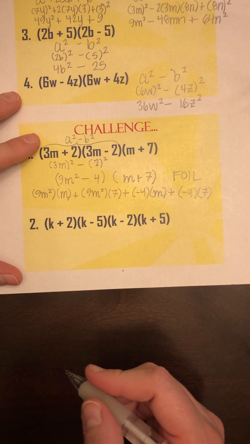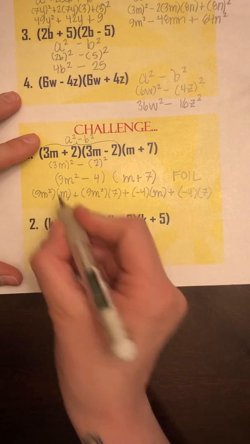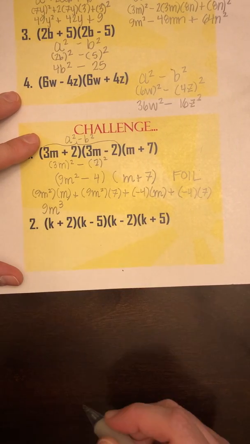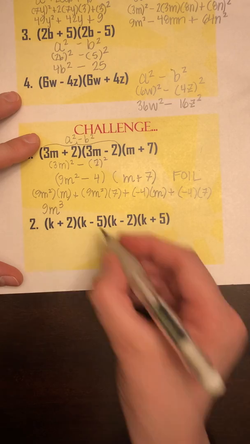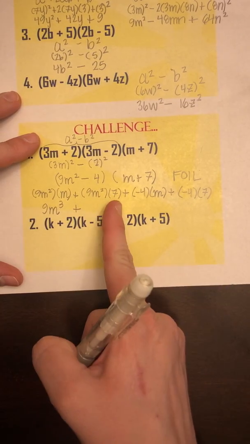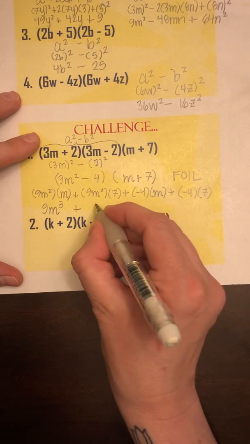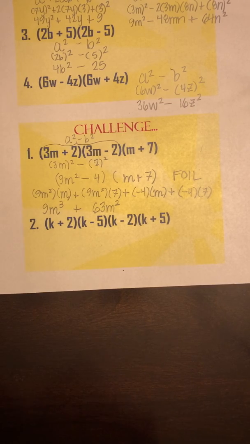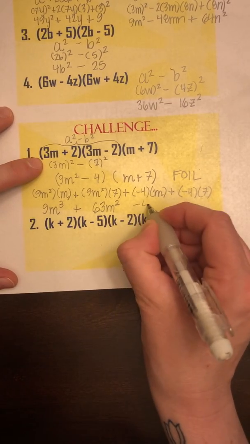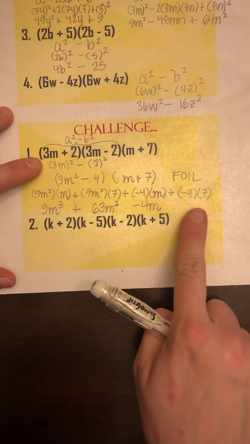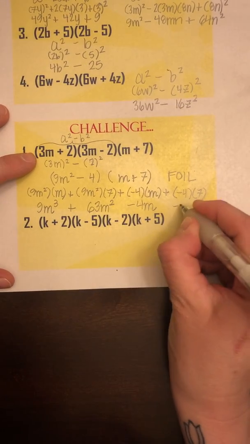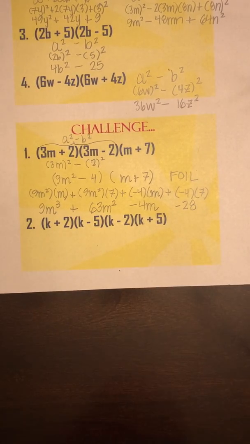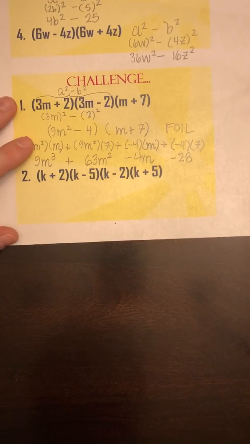So now let's do some multiplication. 9m squared times m. Remember that you're going to keep your base the same and you're going to add your exponents. So we get 9m to the third power plus, here we're going to multiply 9m squared times 7. That's going to give me a positive 63m squared. Next, I'm going to multiply -4 times m, which is -4m. And then last, I'm going to multiply -4 times 7, which is -28. You'll notice I don't have any like terms. It's already in descending order, and that's our final answer. Let's look at number 2.